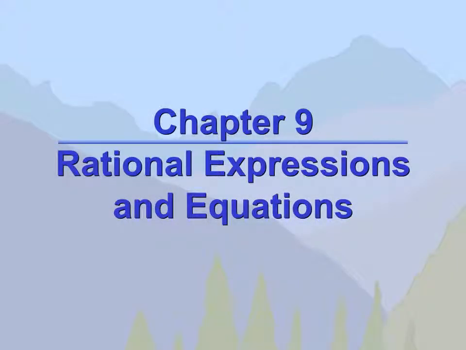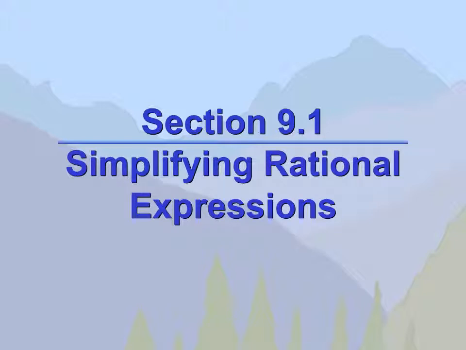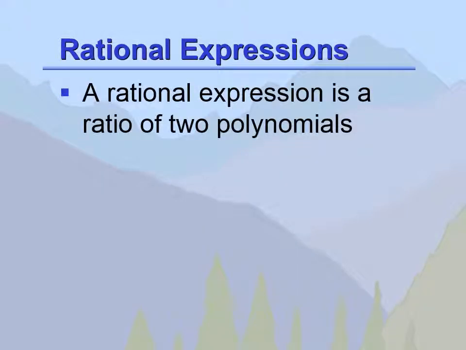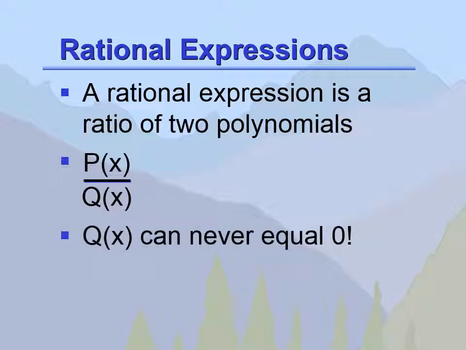We're starting a new chapter today about rational expressions and equations. So we're going to start with simplifying rational expressions. A rational expression is just a ratio of two polynomials. Remember, a ratio is a fraction, and a polynomial is when you have x to a power. So p of x over q of x. You have a function on top and a function on bottom.